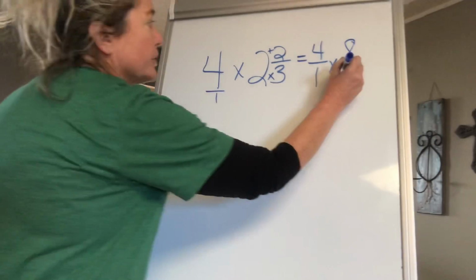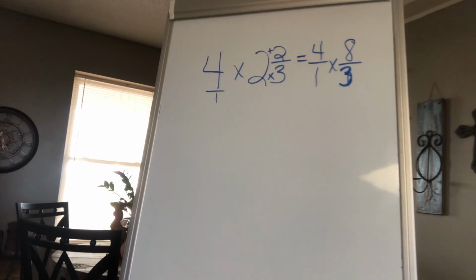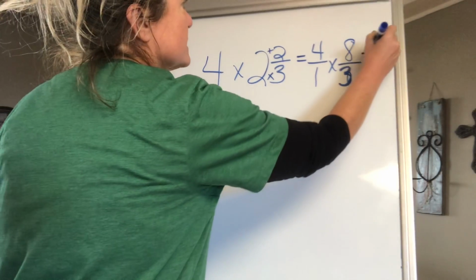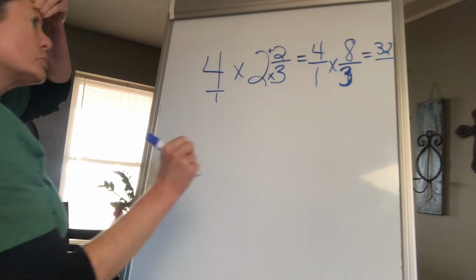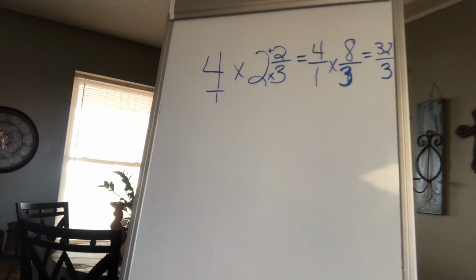So we would have 3 times 2 is 6, plus 2 is 8. Oh, we were working in thirds. Okay, and then we would multiply straight across. 4 times 8 is 32. 1 times 3 is 3. And then we know that if we end up with an improper fraction as our answer, it's kind of hard to understand if you say, well, she collected 32 thirds.